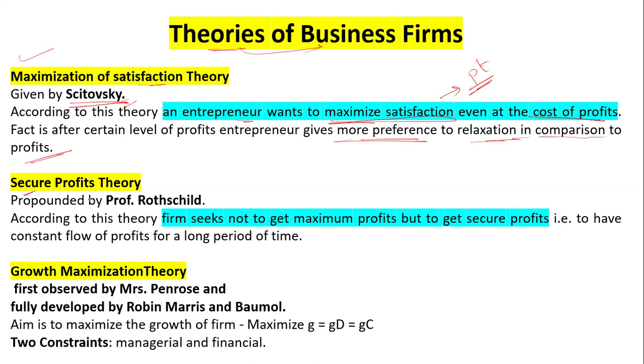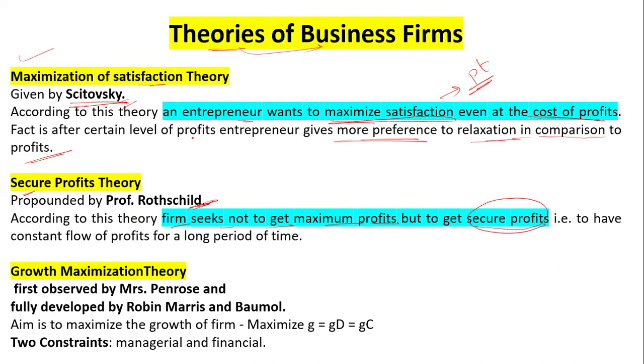Secure profit theory is propounded by Rothschild. Who gave the secure profit theory? It was given by Rothschild. Now, what is this theory about? This theory is about the firm seeking not to get maximum profit, but to secure the profit.